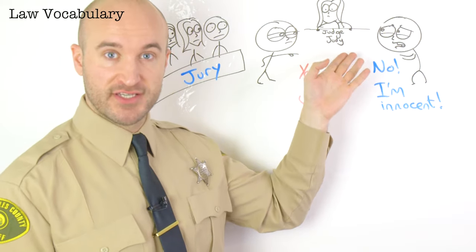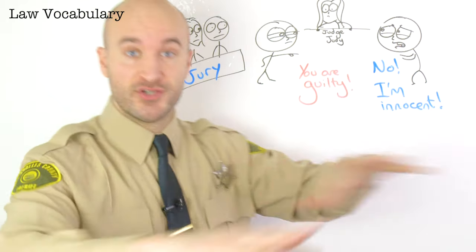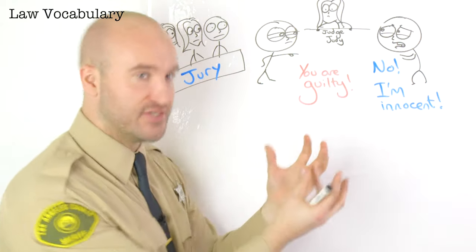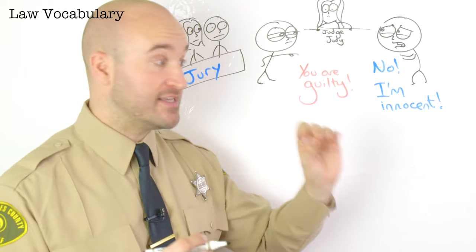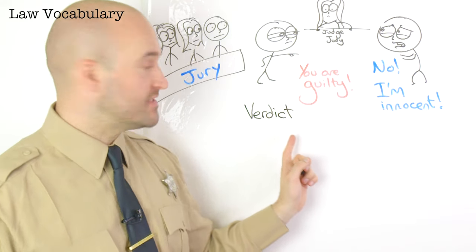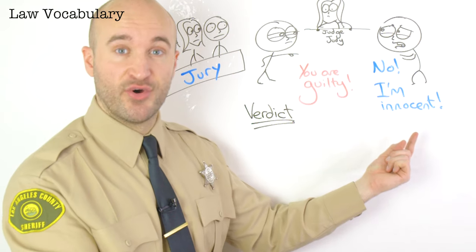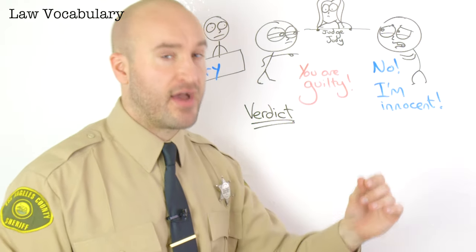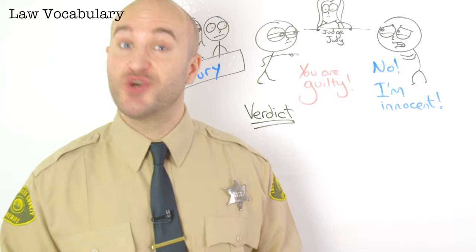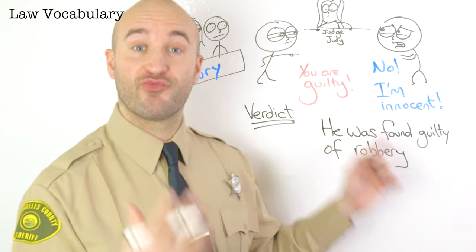And also, this person will make a decision on whether you're guilty or innocent. This person controls the court. They are the judge. We have a word for the decision that is made. The decision of guilty or innocent is the verdict. That's the decision. And they don't say, we decided you're guilty or innocent. They say, we find you guilty or innocent. So for example, a sentence could be, he was found guilty of robbery.